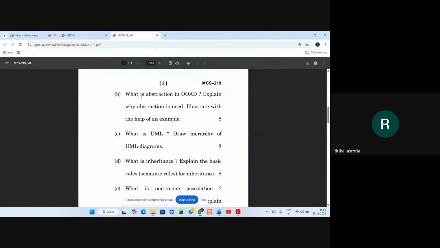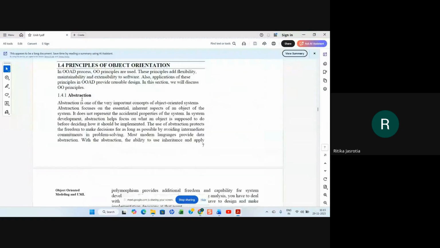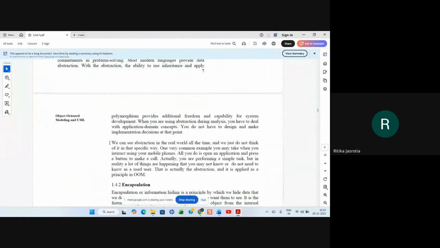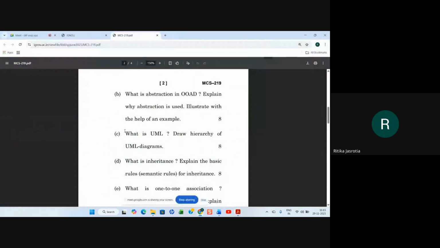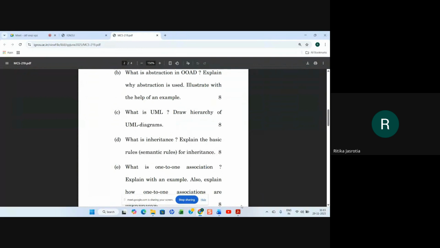So this will answer what is abstraction and explain why abstraction is used. So this is given here, what is abstraction and why it is used, and the example is also given. So you can go through that. Next question is, what is UML? Draw hierarchy UML diagram. So UML is Unified Modeling Language, which is used for drawing diagrams.